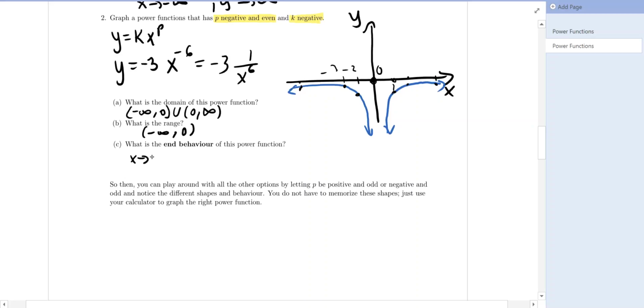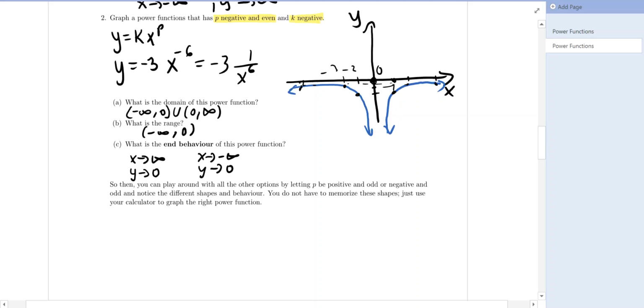What is the end behavior of this power function? So as x goes to infinity, it looks like the graph approaches... as x is 2, the y value is this. As x is 3, the y value is this. As x is 10, the y value is this. You see how the y values get closer and closer to 0? So as x goes to infinity, the y value goes to 0. The graph approaches 0. And then as x goes to negative infinity, again, the graph approaches 0.